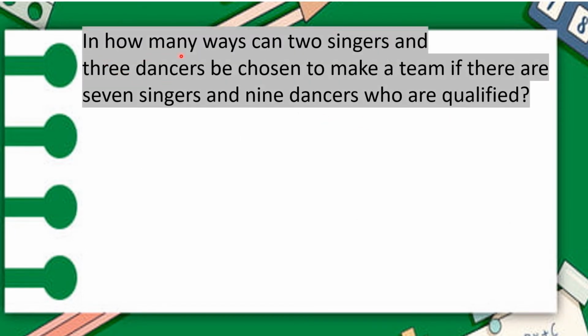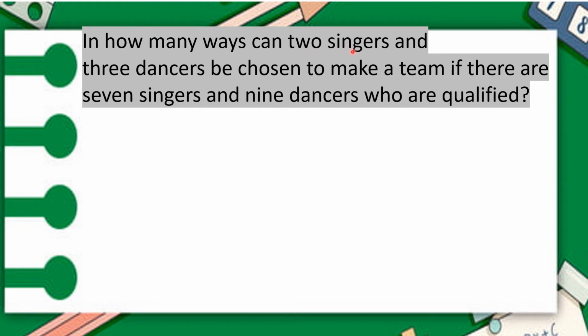Next problem. In how many ways can 2 singers and 3 dancers be chosen to make a team if there are 7 singers and 9 dancers who are qualified? So, dito, sa problem na to, magpo-form tayo ng groups. Ang group is composed of 2 singer at saka 3 dancer. So, take note of the word and. So, it means yung 2 singer tsaka 3 dancer belong to one group. Kaya, and yung ginamit niya.